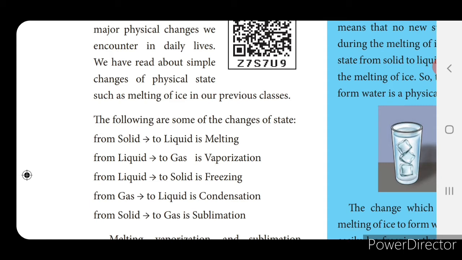Now we'll see the examples. Solid to liquid, that is melting of ice. Liquid to gas, vaporization. When you heat a cup of water, it will be converted into water vapor. That process we call vaporization.